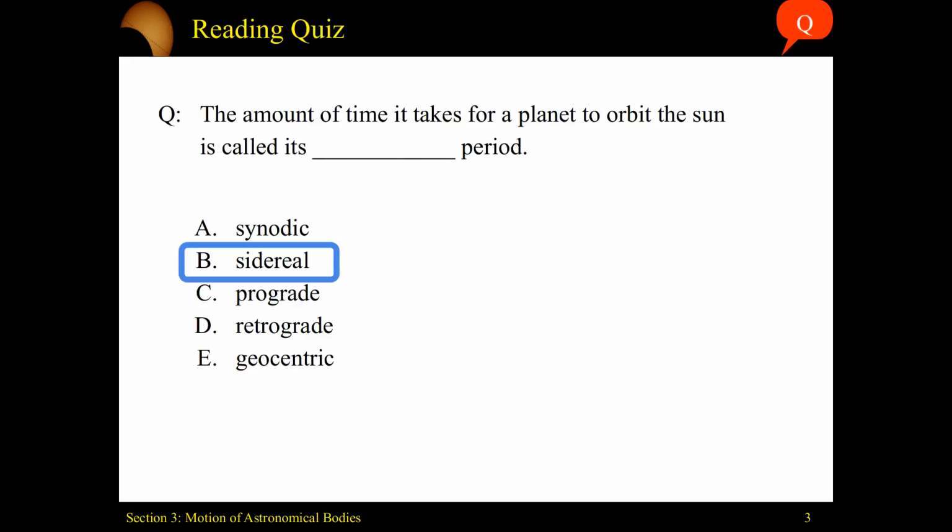And I'll leave you off at the sidereal period. That is the time to orbit the sun. A shortcut that I like to use is that it's the real period. Now, take that with a grain of salt, and we'll define these shortly.